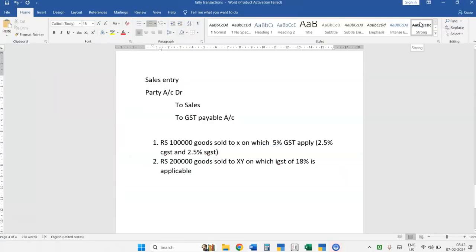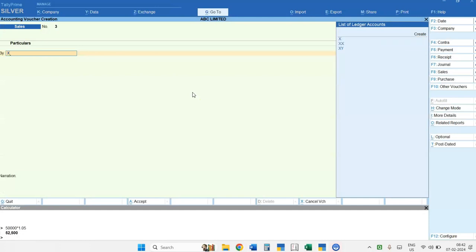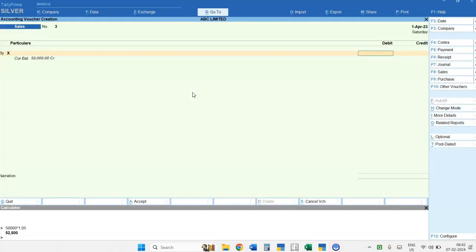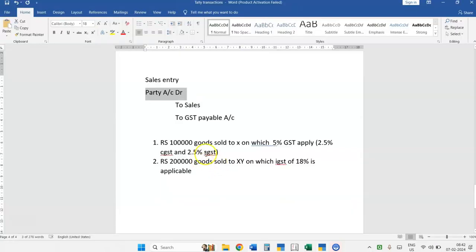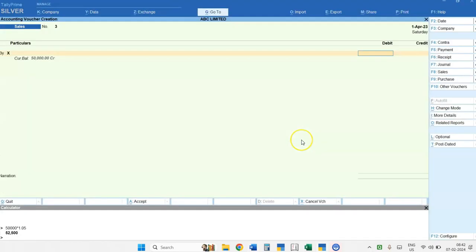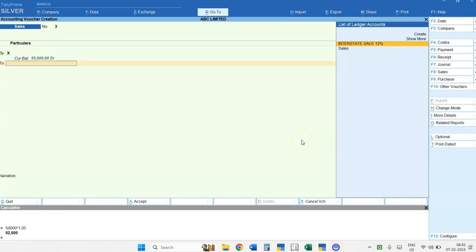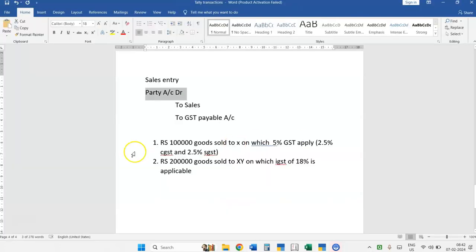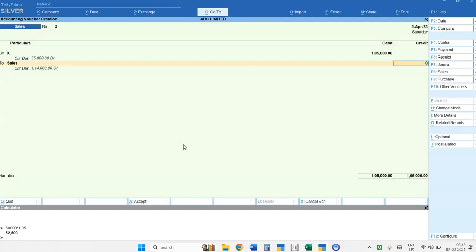What is the transaction? Goods sold to Mr. X. So the X account is debited, the party account is debited, with the total value including GST. So what will be the total value? 1 lakh plus GST, that is 1 lakh 5,000. Next, the sales account is going to be credited with the basic value without GST. So what is the basic value? Rupees 1 lakh.